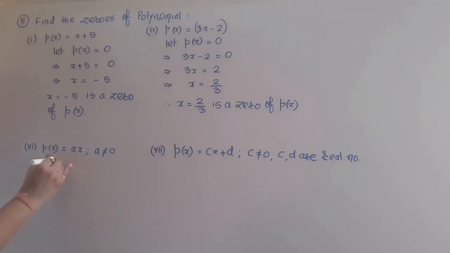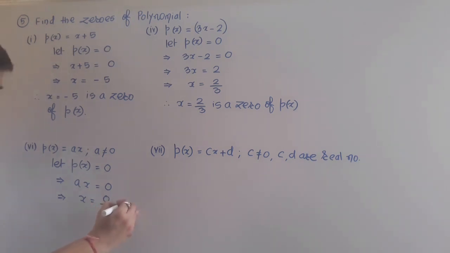But the method we shall apply is the same. Let the value of p of x be equal to 0. What is the value of p of x I have? ax is equal to 0. Now since a is non-zero, I can transfer a to the denominator of 0. So the value of x is 0 upon a, and 0 upon a will become 0, because 0 upon any non-zero number will always be equal to 0. So I can say that therefore x equal to 0 is a 0 of the given p of x.